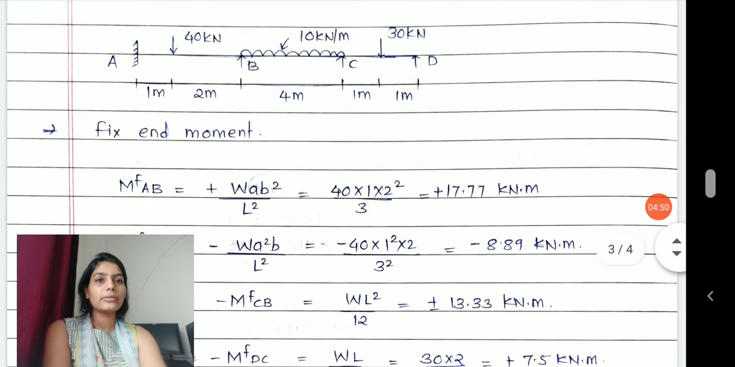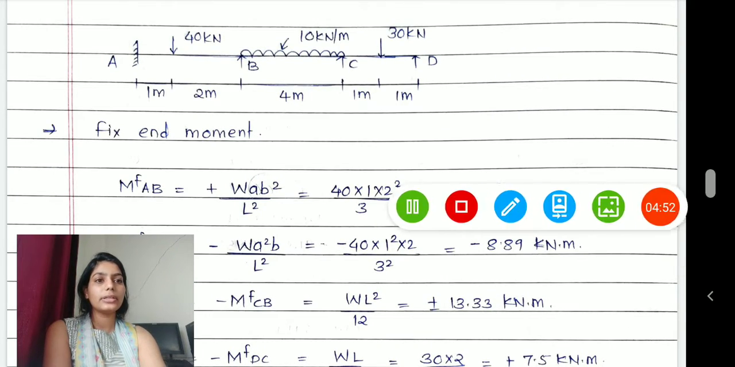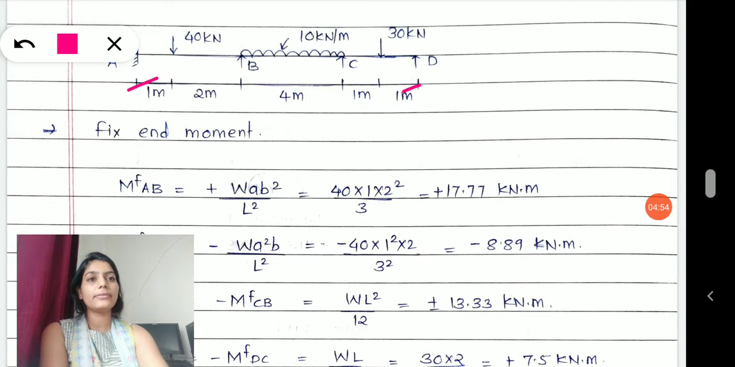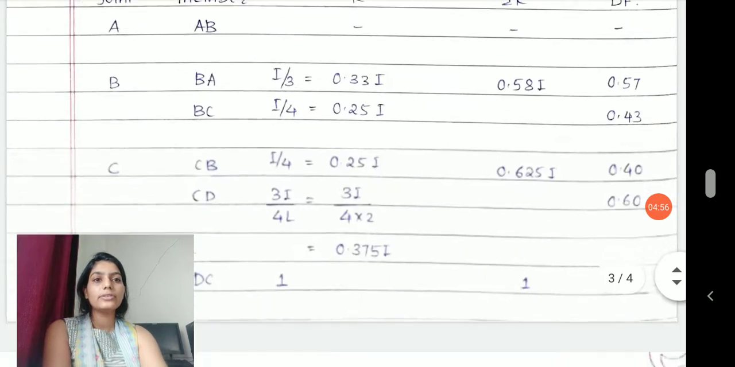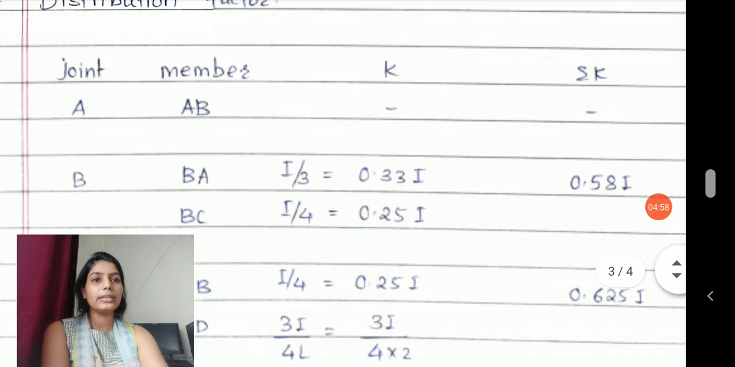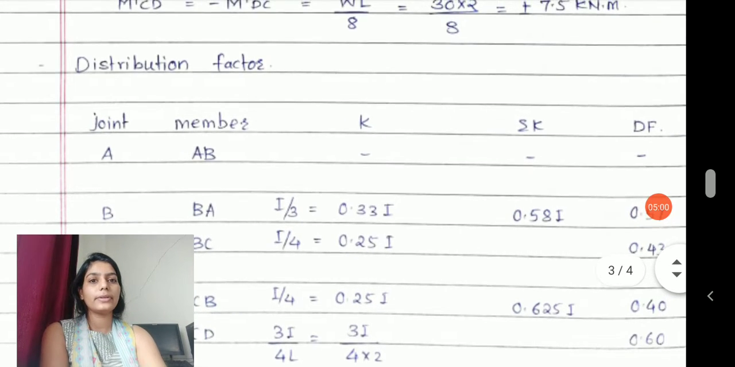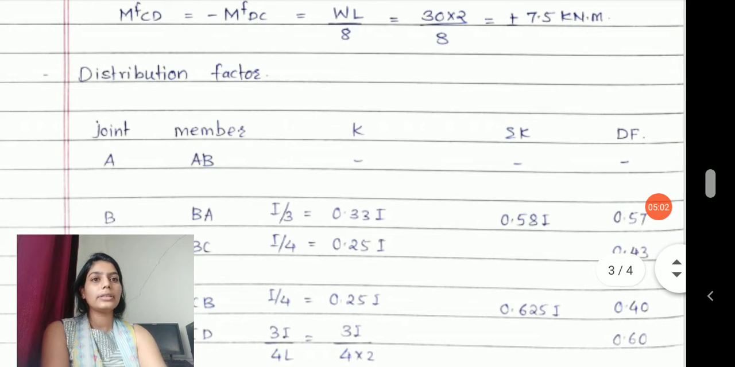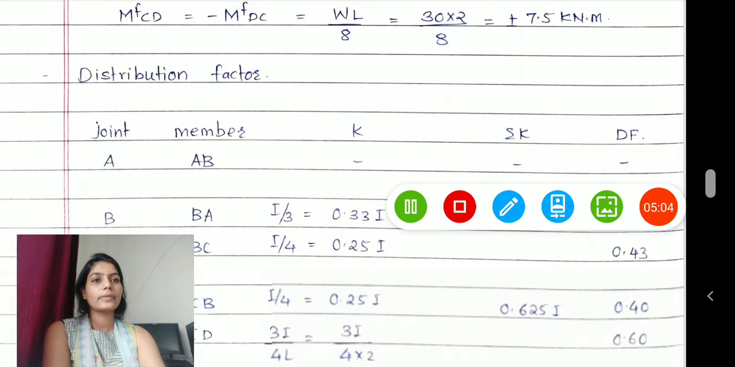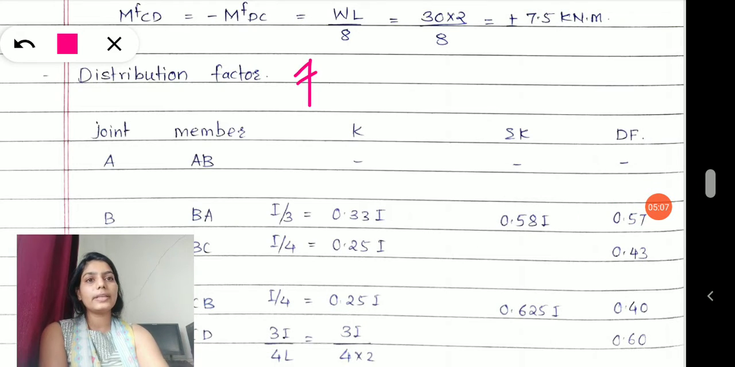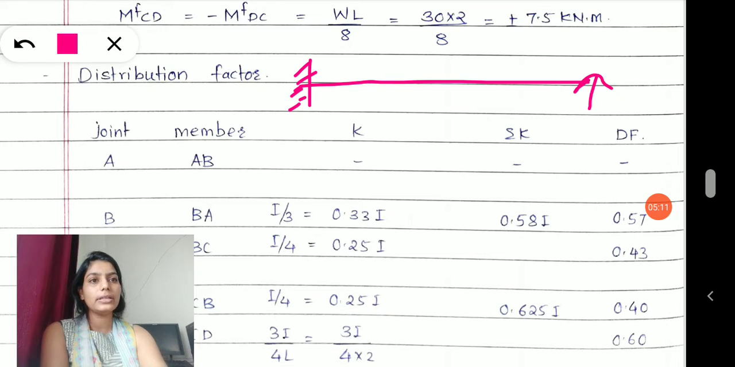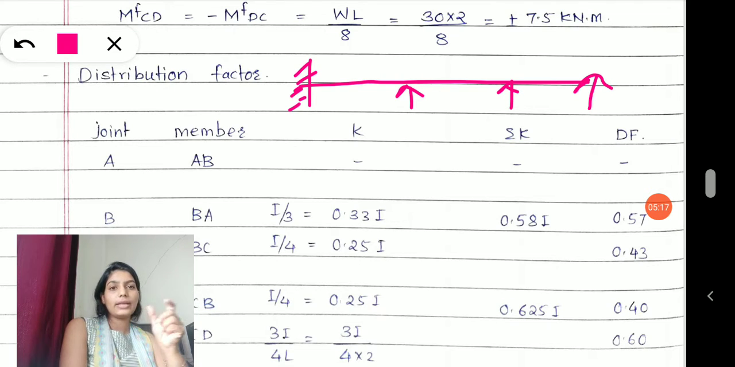Let me check once the beam conditions. It is fixed at A and free or hinged at D. So I am drawing the same beam again here. So you have a fixed end at one support and a hinge at the other end, and you have two intermediate supports which divide our beam into three spans, right?